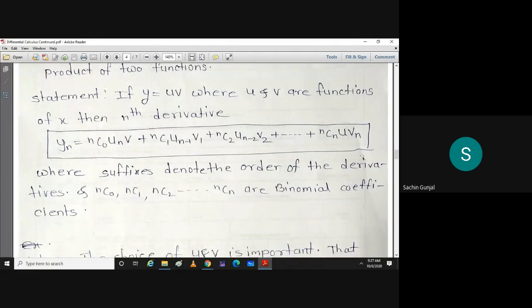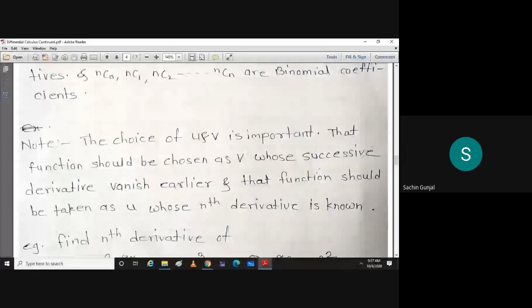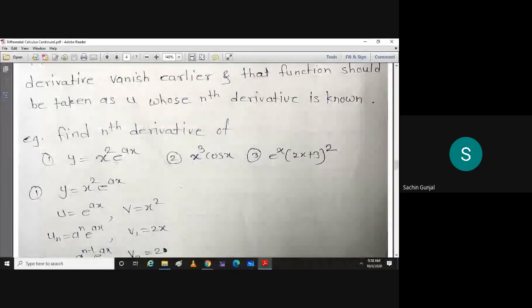Okay, and we observe that selection of u and v is important. v should be the function whose derivative vanishes earlier than u. And we considered these two problems, x square e raised to x and x cube cos x.